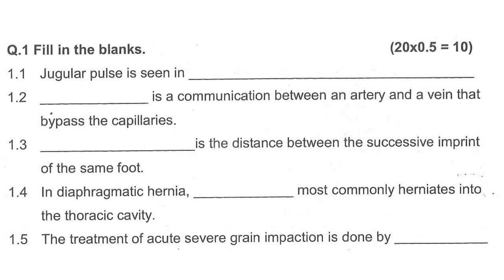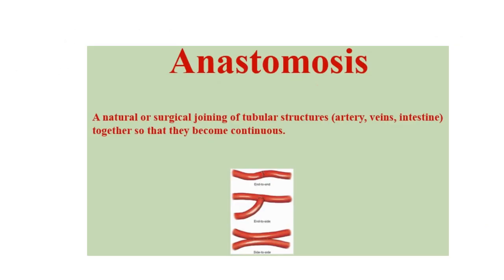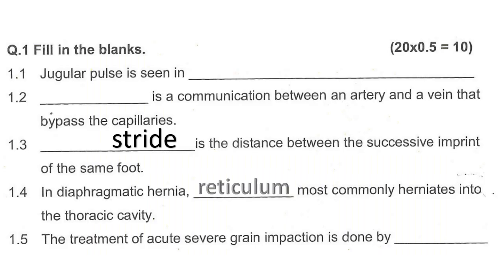So it's a common question: anastomosis. You can see a natural or surgical joining of tubular structures together so that they become continuous. Third question: the distance between successive placements of the same foot. So the answer is stride. Fourth fill in the blank: in diaphragmatic hernia, this most commonly herniates into the thoracic cavity.